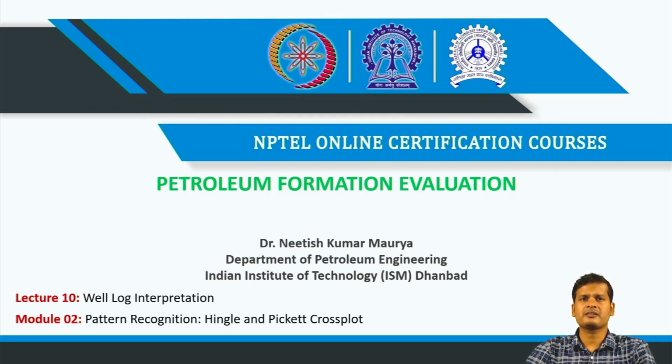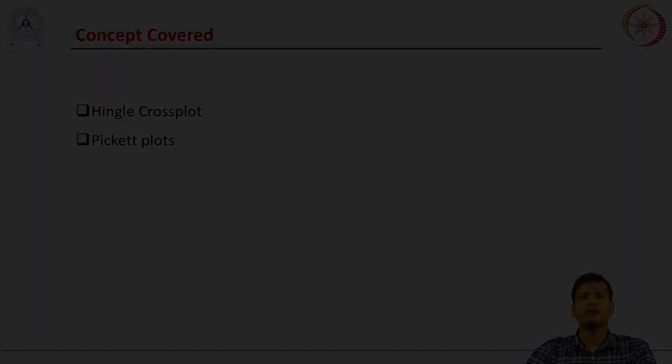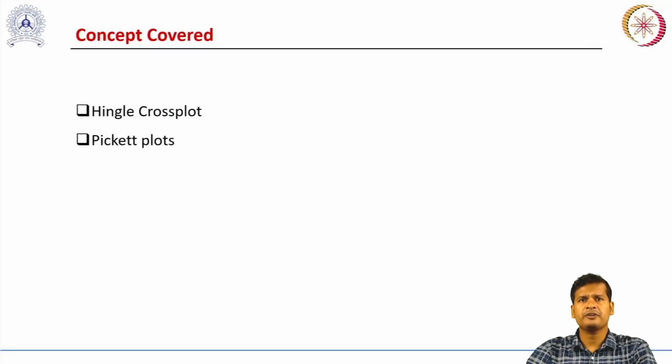Now, the next topic in the well log interpretation is the pattern recognition techniques such as the Hingle and the Pickett cross plot, which can be used to calculate both the formation water saturation, the formation water resistivity, as well as some of the other rock and fluid properties. So let's start today's discussion. These are the topics that we are going to discuss today. One is the Hingle cross plot and second is the Pickett cross plot.